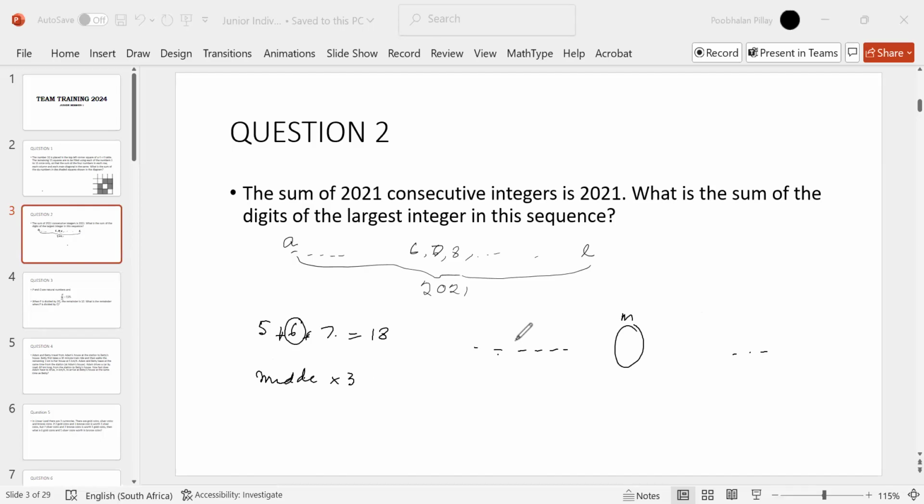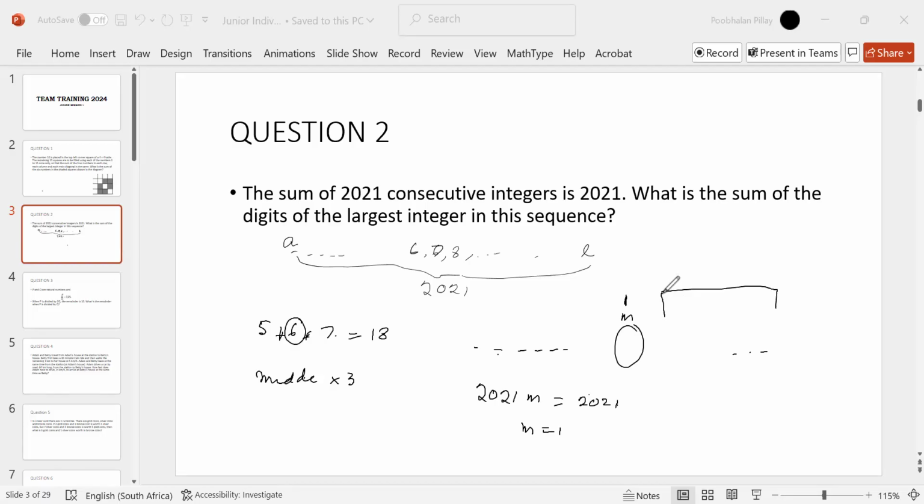The middle number times the number of terms, which is 2021, is equal to the sum. And the sum is 2021. So the middle number is 1. If the middle number is 1, you've got 2021 numbers altogether.